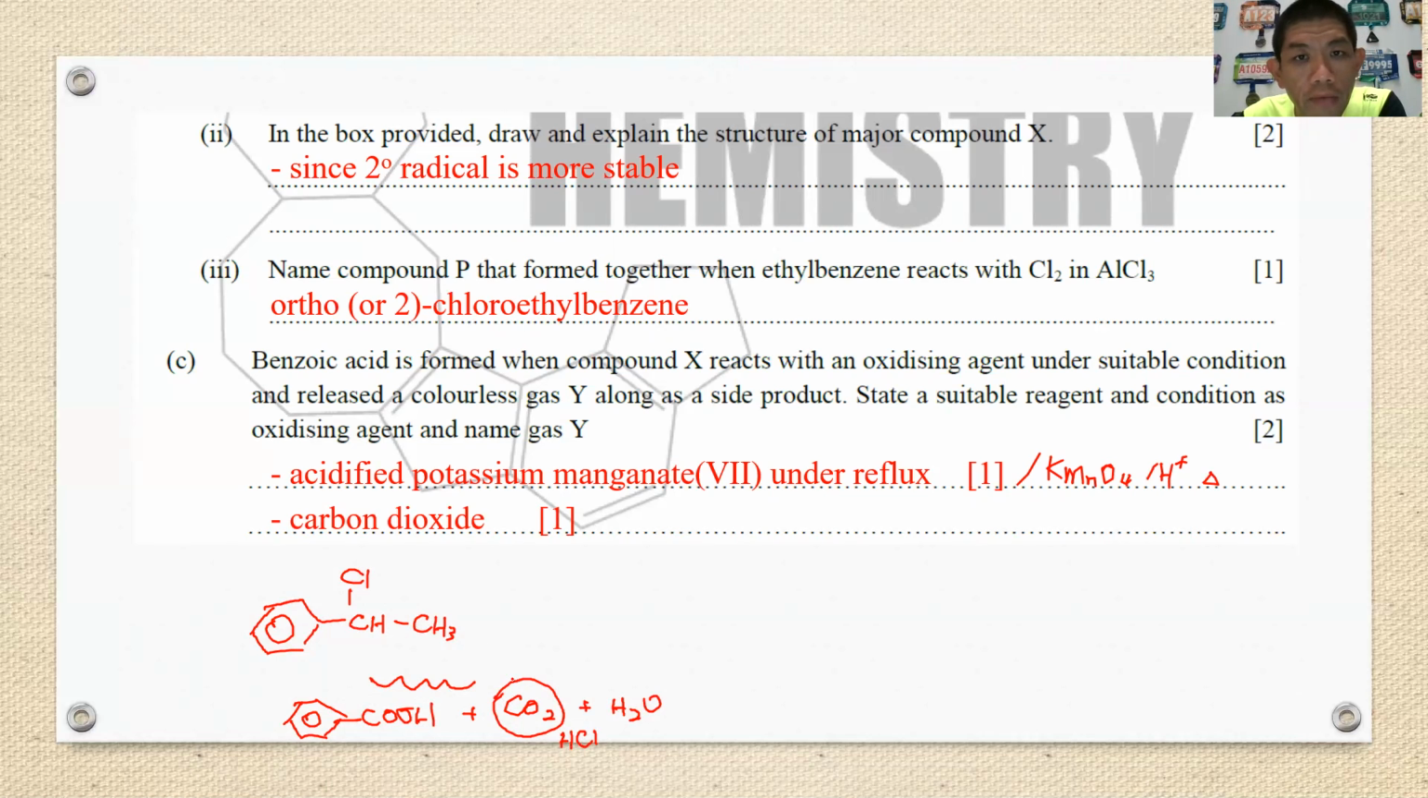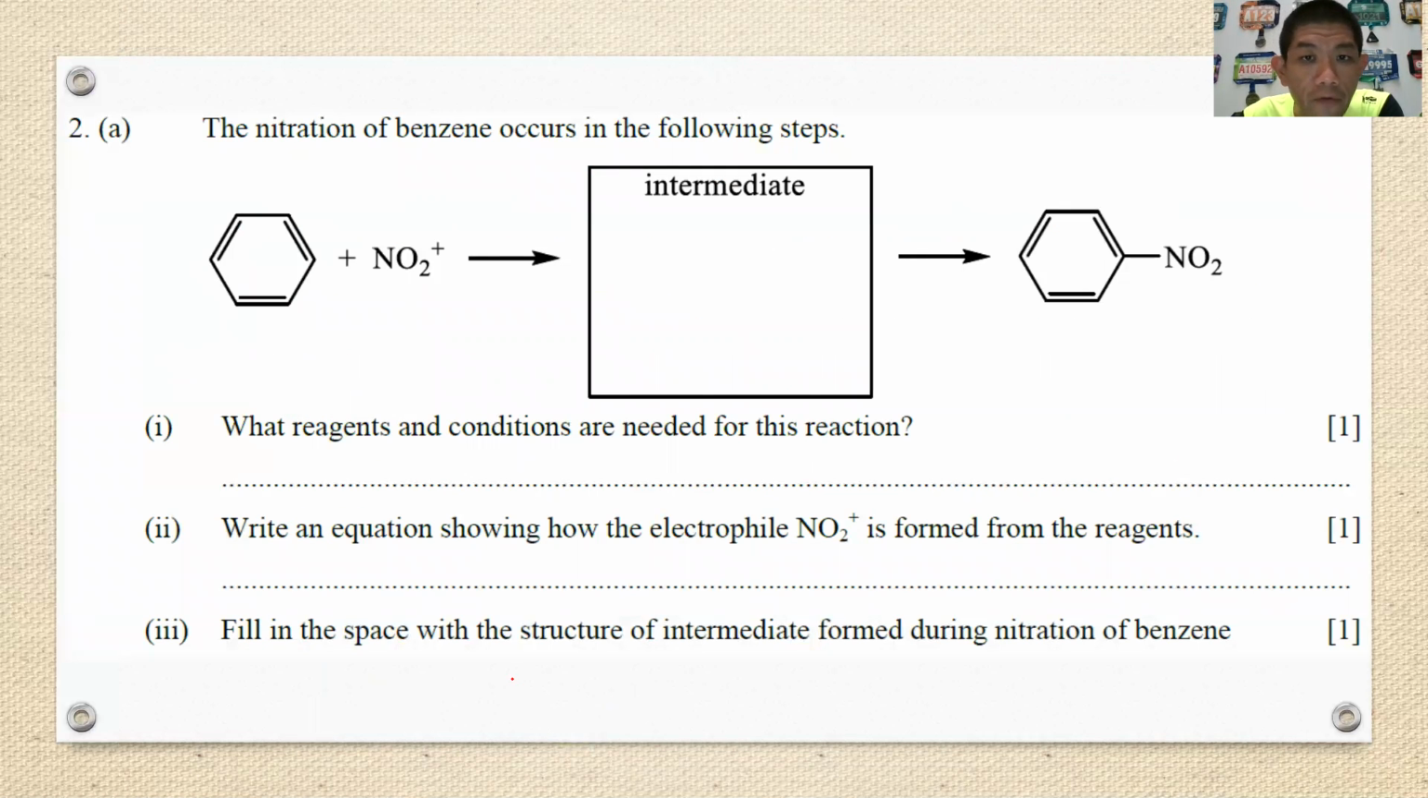Immediately we go to question number 2. The nitration of benzene occurs in the following steps. So you have benzene first reacting with the nitronium ion to form an intermediate, and then you finally form nitrobenzene. Number 1, what reagent and condition are needed for this reaction? This is a very general and very basic question, so you must try your best to memorize this. It is by using concentrated nitric acid catalyzed by concentrated sulfuric acid. Both words concentrated must be there. If you write just HNO3 and H2SO4, we are not going to accept that.